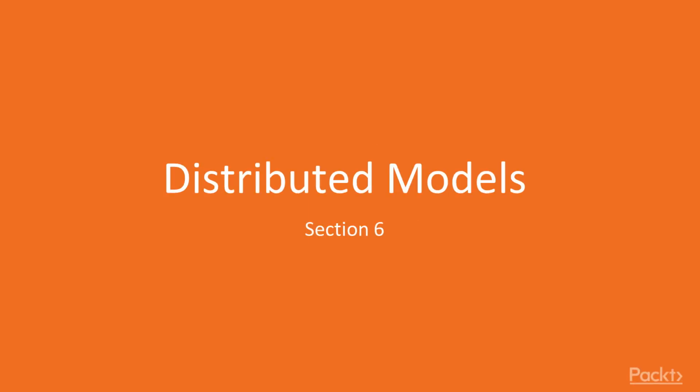Welcome to the sixth section of our course. In this section, we're looking at distributed models. In particular, we'll try to understand why using Spark underneath for our deep learning processing is very fast. We know that the Deeplearning4j library uses Spark underneath, so we'll try to understand the reasons why.